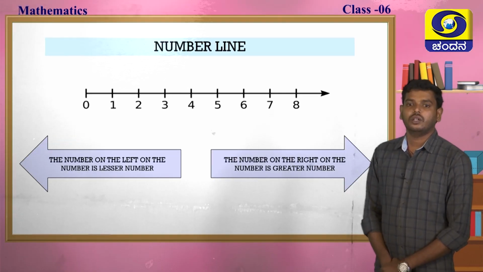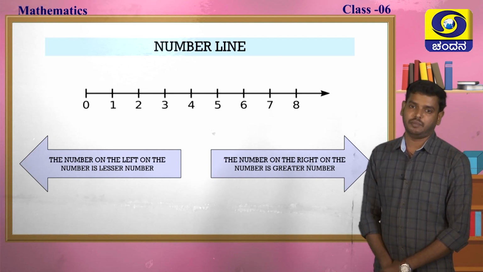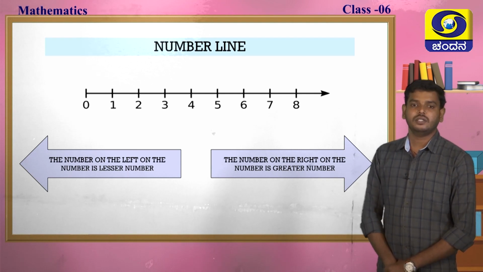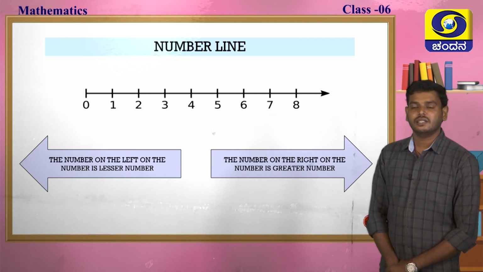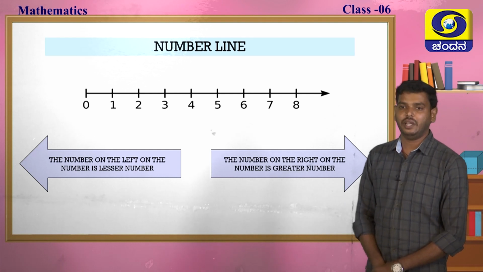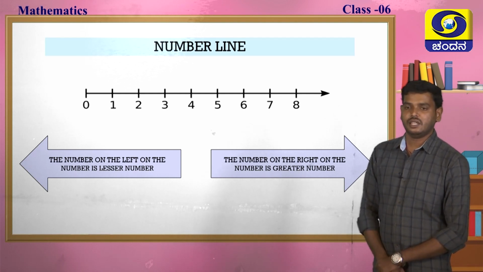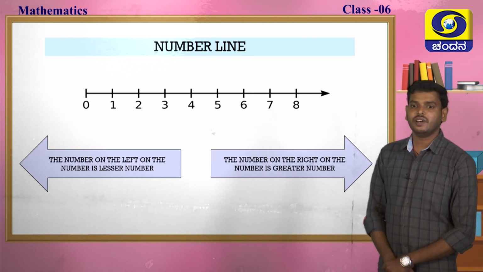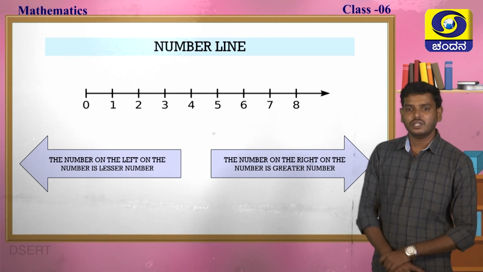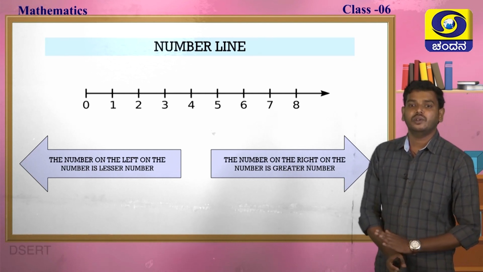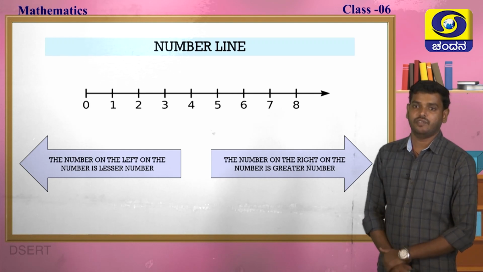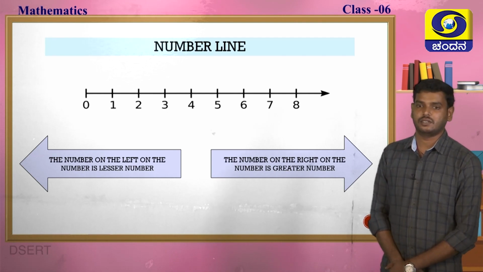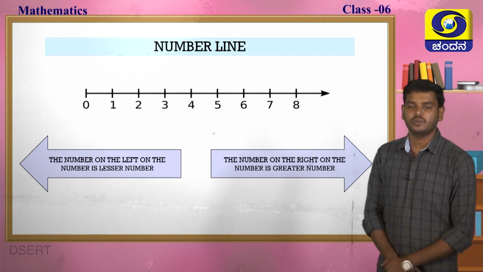The number on the left is the lesser number. I have shown the arrow mark towards the left side also. Why? Because the number on the left is the lesser number. See, children, for example, start from 8. 8 and 7, which is the lesser number? 7. 7 and 6, which is the lesser number? 6. 6 and 5, 5. If we move towards the left, the number value decreases. If we move towards the right, the number value increases. Got it, children? This point is very important.